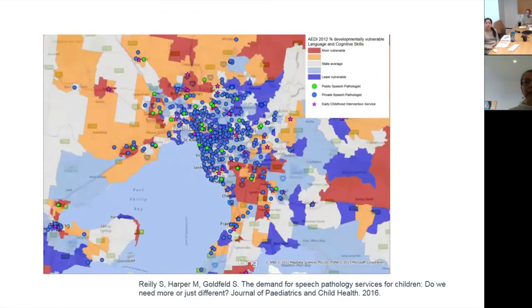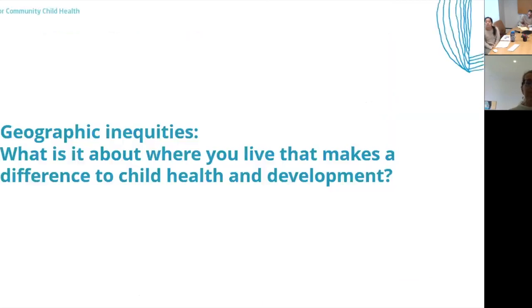This is overlaying it with the EDI results and looking at language and cognitive skills. Red is bad, blue is good. And you can see we've got these big areas of red and yellow and orange, no speech pathologists, and all the speech pathologists in the areas where the children don't need speech pathology. So another really important way of using the EDI to show this kind of misdistribution of services. So it's not really about more, it's fundamentally about different.